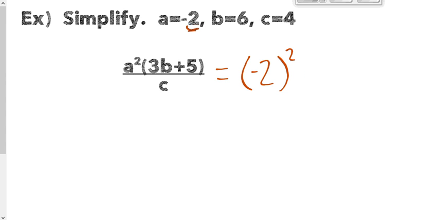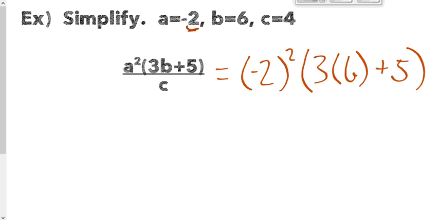After that, I have a grouping parenthesis, a 3. B can be changed to 6, so I'll plug that in. And then plus 5 after that. Close my grouping. And then my denominator, they want me to write as C, which can be changed to 4.